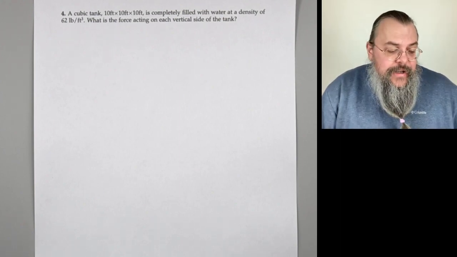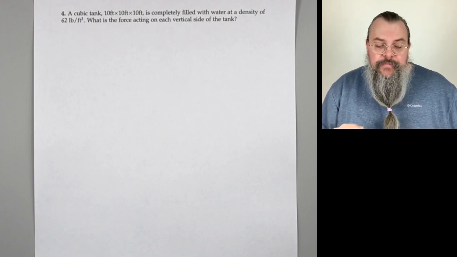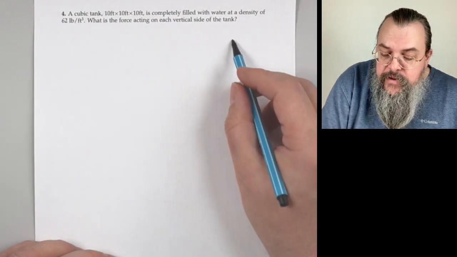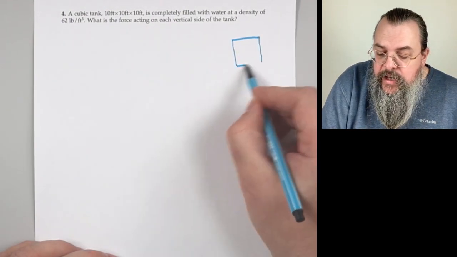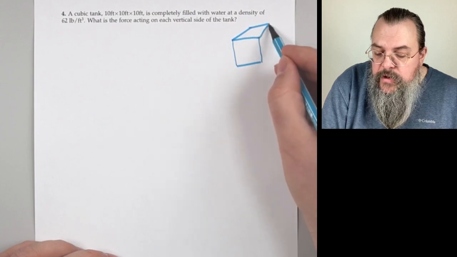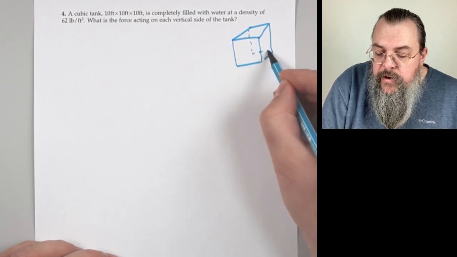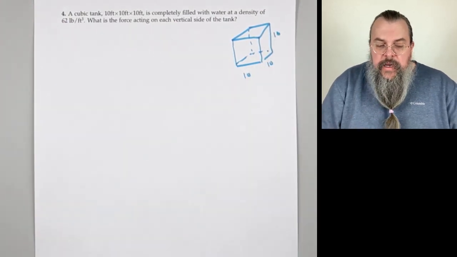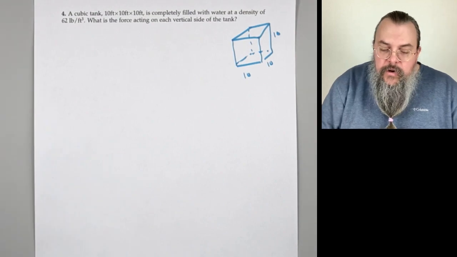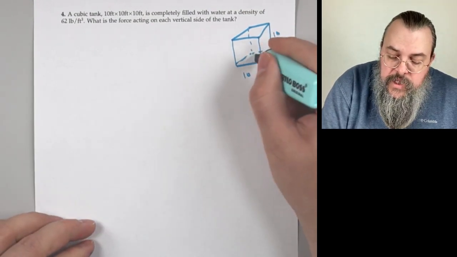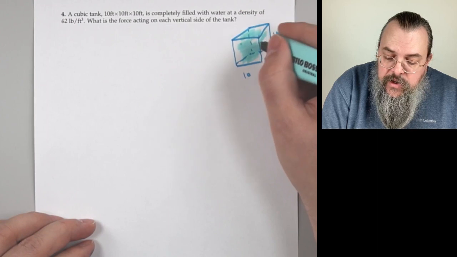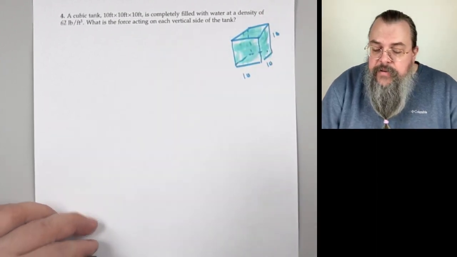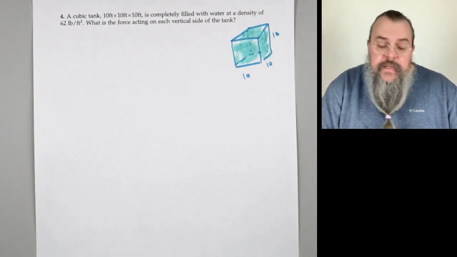Now, this is going to be a fun problem. So what's going on here? Well, it's completely full, so that's good news. So we have this tank, and since it's water, we'll use some blue here. So we have 10 by 10 by 10, and the water is trying to push out, pushing against the sides of the tank, and we have to figure out what's the amount that's pushing.